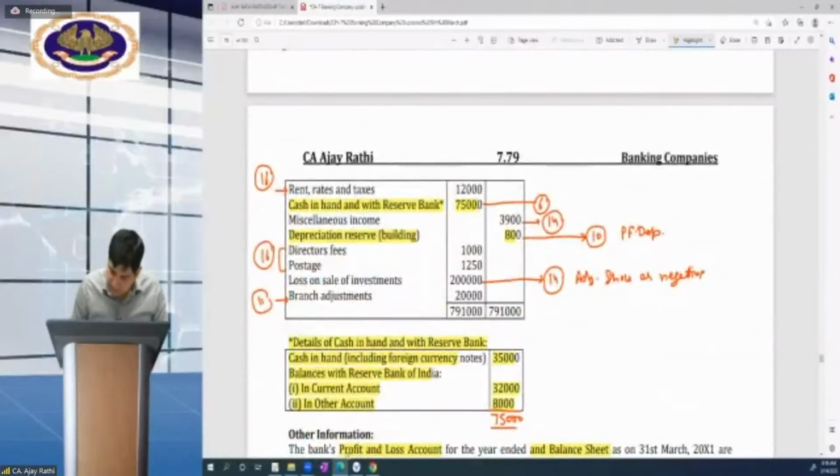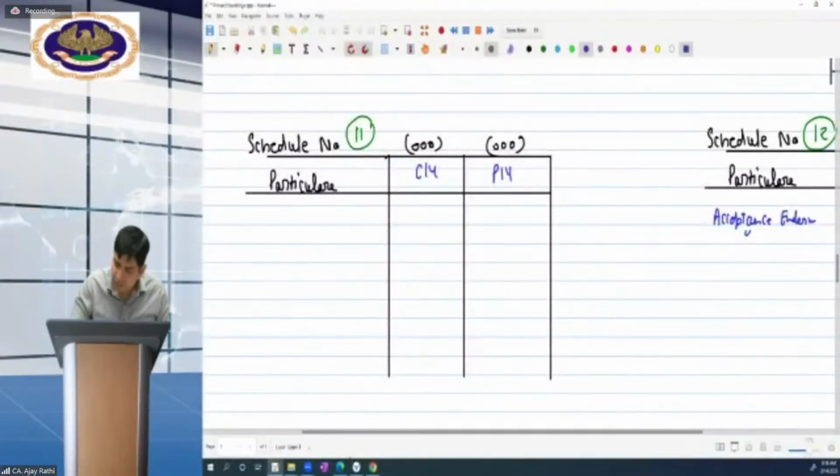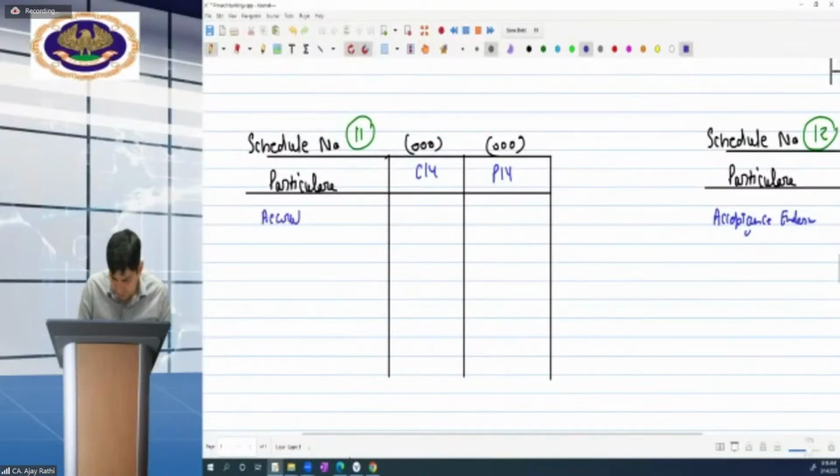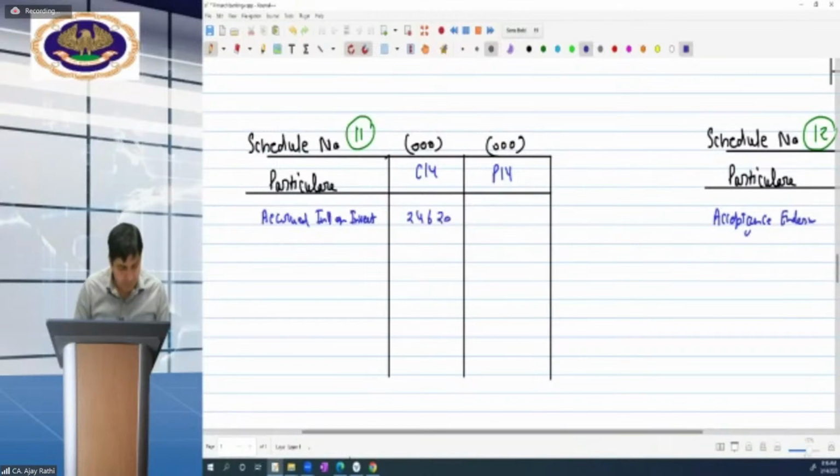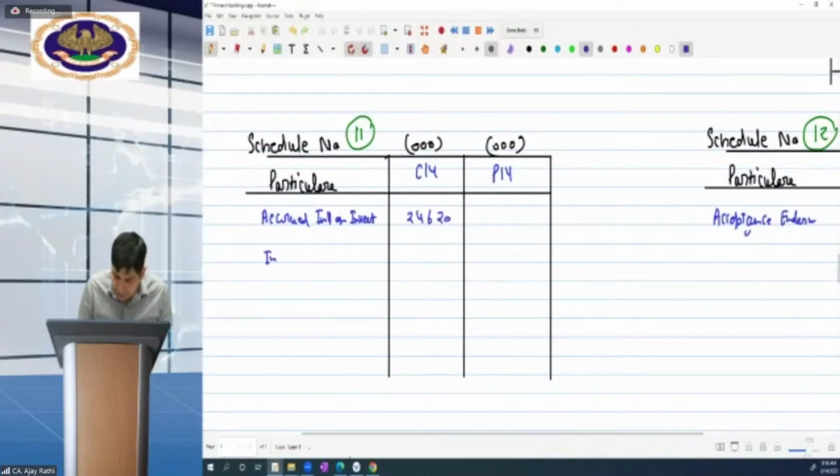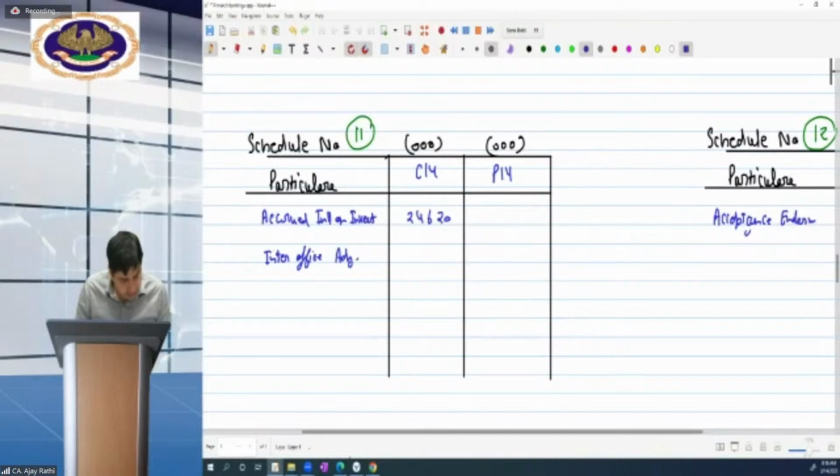That is the branch adjustment. Yes, branch account. So the first one is accrued interest on investment. That is 24,620. And the second is head office adjustment. Beta, the branch adjustment account is there, 20,000.